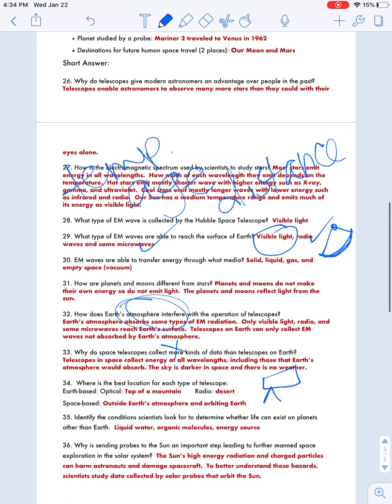Why is sending probes to the sun an important step leading to further manned space exploration in the solar system? We know the sun is super dangerous, really high radiation, charged particles, very hot. It could harm astronauts, damage spacecrafts. We're not going to get men or women onto the sun, but it definitely poses hazards to all space travel. So we want to study the sun to better understand those hazards so we can be more successful in other space travel.